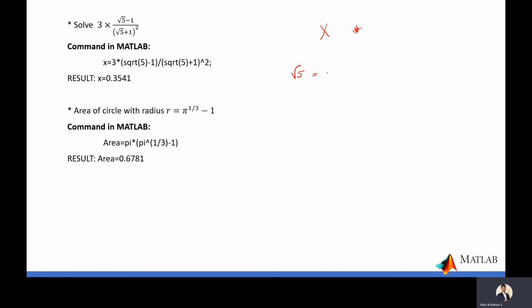Square root I can write in two ways, that is 5 raised to 1 by 2, or I can use this SQRT, that is a built-in function in MATLAB. You are not writing it, right? The square root SQRT is already defined in MATLAB, so we are directly using that. That defines the square root of a number, square root of 5. In both ways we can do it. Both will give you the same answer.